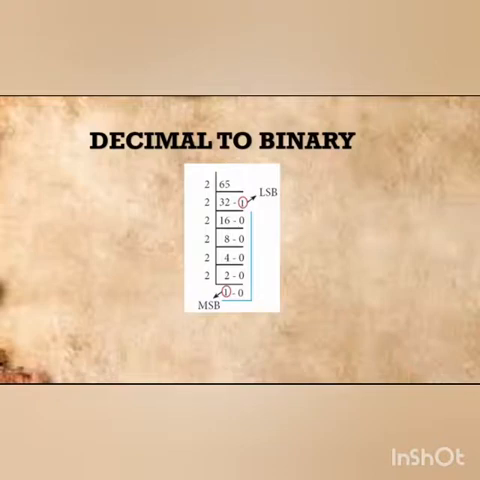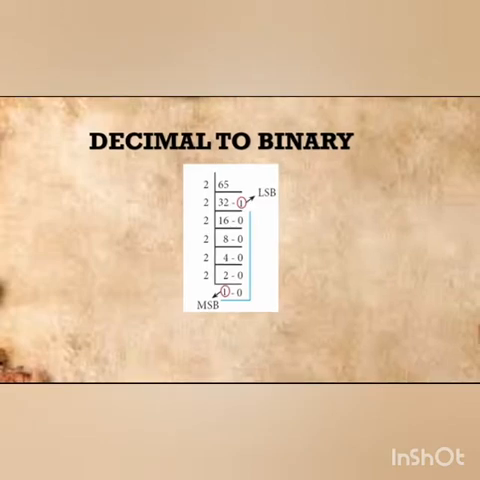So, how do you convert decimal to binary? Just divide the decimal number by 2 because the base value for binary is 2. So, just divide the decimal number by 2 till you get 1 or 0. All the remainders are your binary value. Then we have to write the answer from the bottom to top.